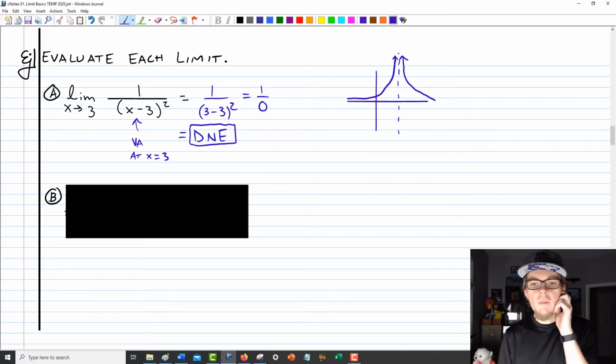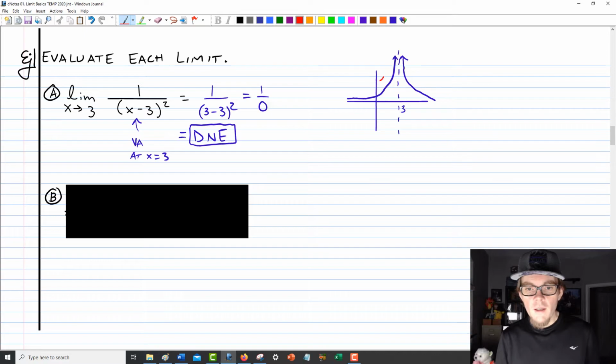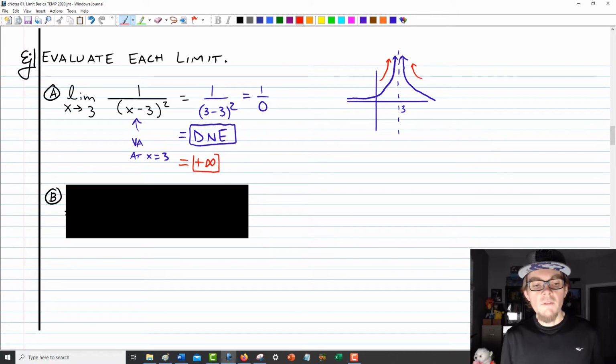And the reason I bring this up is if someone asks me what's happening as we approach x equals 3, it's actually not hard to see. I'm going to use red for a moment. As we approach from the left side, the values keep getting bigger and bigger. From the right, we get bigger and bigger. So, having said that, I would also accept the description positive infinity as the value of this limit.